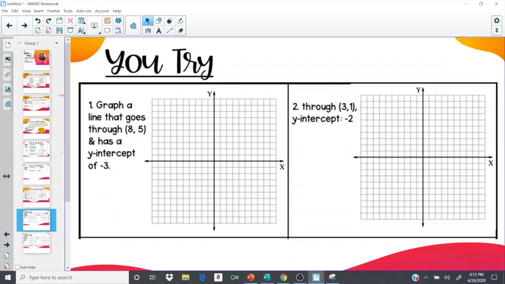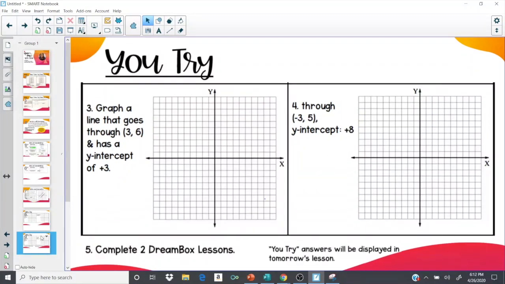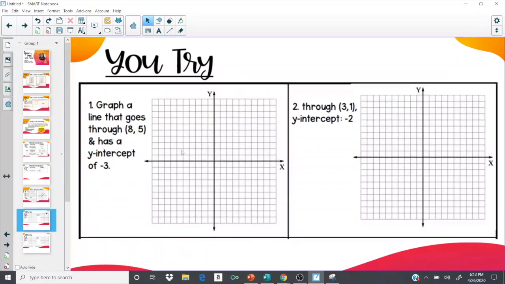Okay, so at this point, you're going to attempt some independent practice problems on your own. You have 4 problems to complete. When you are finished, you're going to head over to Clever, log into Dreambox, and complete 2 Dreambox lessons. All right. Your answers will be displayed in tomorrow's lesson. Please remember, with all of these problems, you are dealing with a slope of 1. Okay, so your directions will be 1 up, 1 right, to fill in the points on the line.